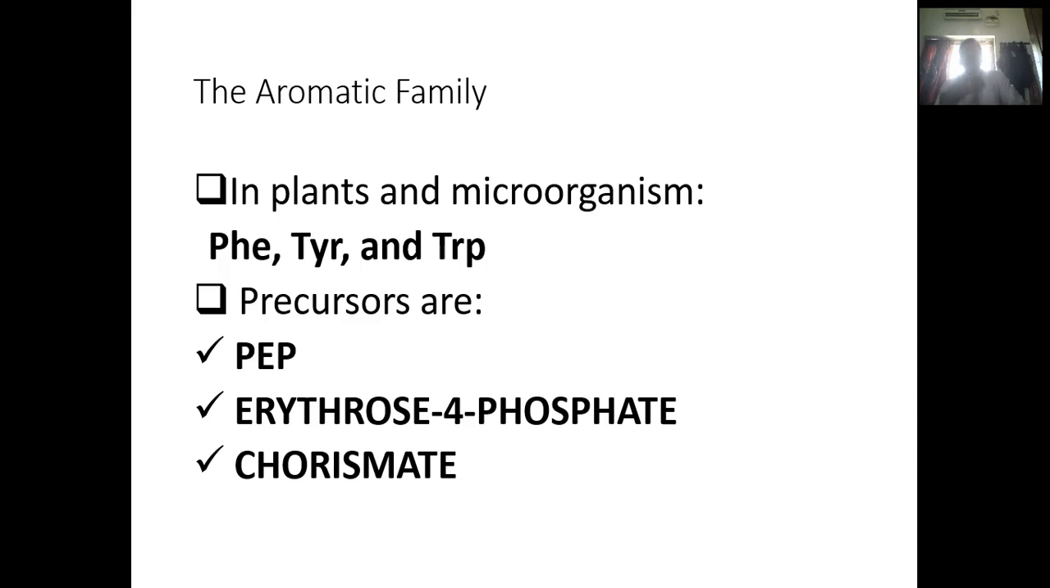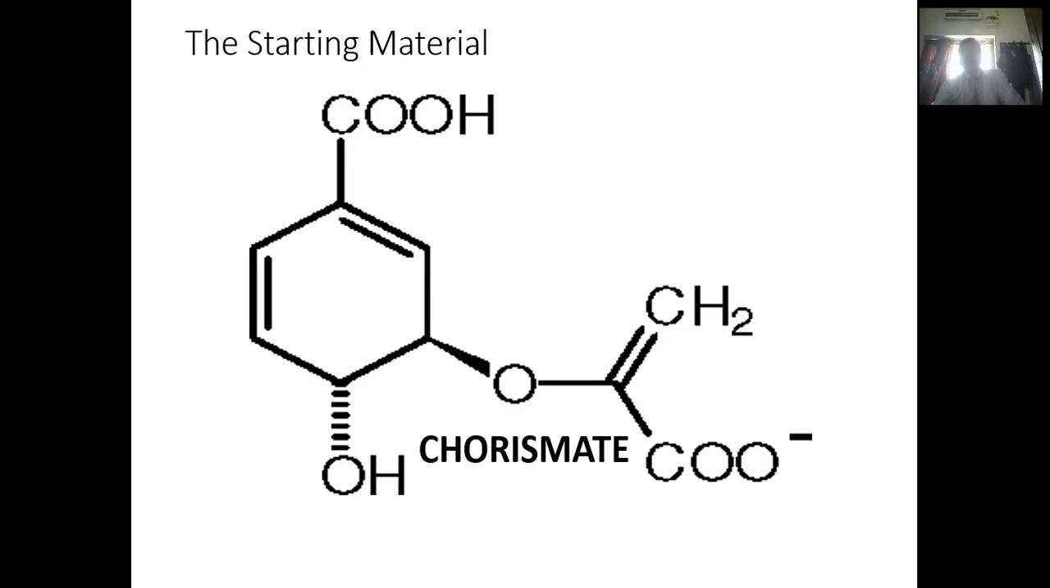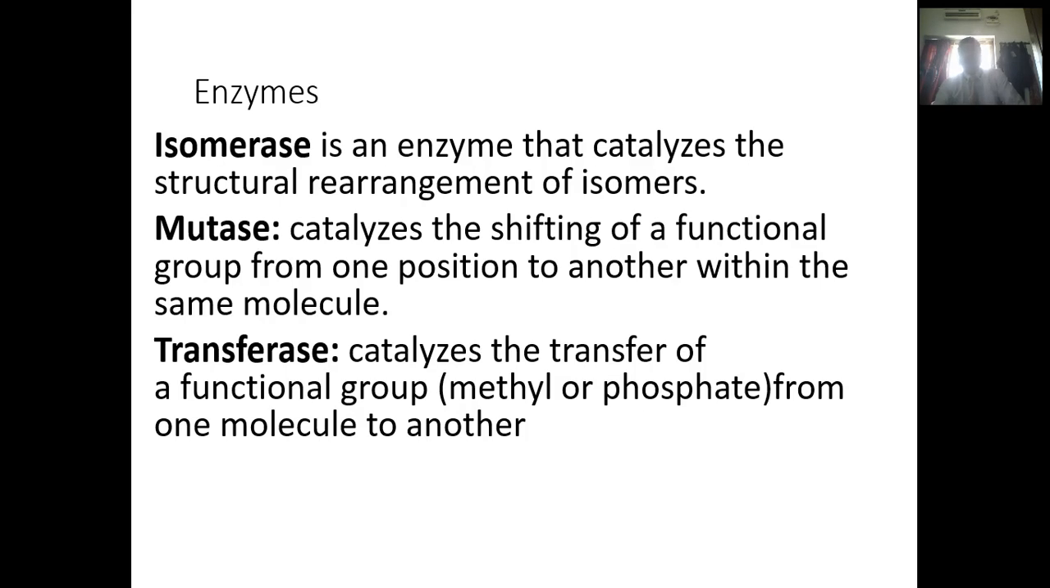Histidine we are not going to study, but histidine also comes in the natural aromatic amino acids. In plants and microorganisms, phenylalanine, tyrosine and tryptophan are the common ones, and the precursors needed are phosphoenol pyruvate, erythrose 4-phosphate and chorismate. The starting material is chorismate, which we have discussed previously. The enzymes responsible for these reactions are isomerase, mutase and transferase. Isomerase catalyzes the structural rearrangement of isomers. Mutase catalyzes the shifting of a functional group from one position to another within the same molecule. Transferase catalyzes the transfer of a functional group, methyl or phosphate, from one molecule to another.